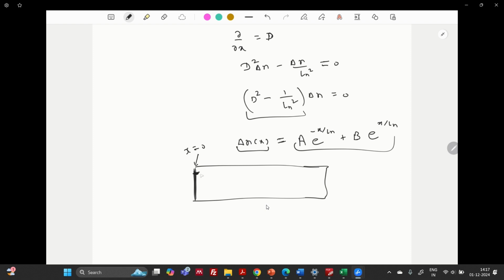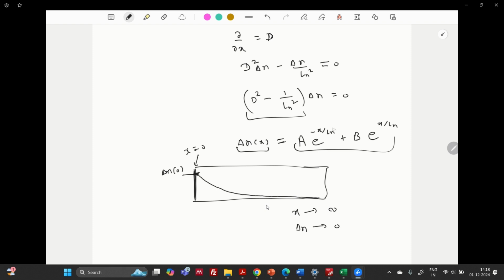So you have a lot of concentration here. Say, let me call that concentration delta n 0 at x equal to 0. And then you have an exponentially decaying concentration. Because the length of this bar is assumed to be very large, as x tends to infinity, your delta n should tend to 0.